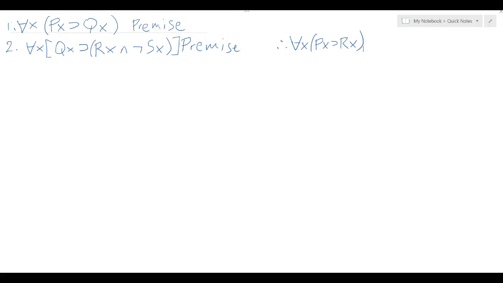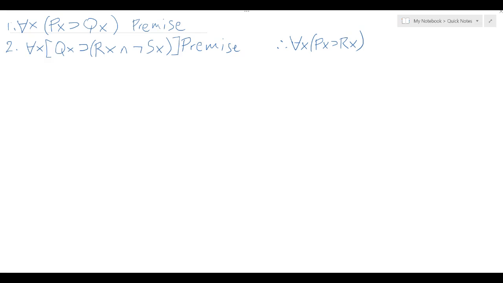Hi logic students, I wanted to give you an example of a proof that is a bit more complicated than some of the basic examples that are in the textbook. This may be a proof that is more similar to some of the exercises that you do in the homework.